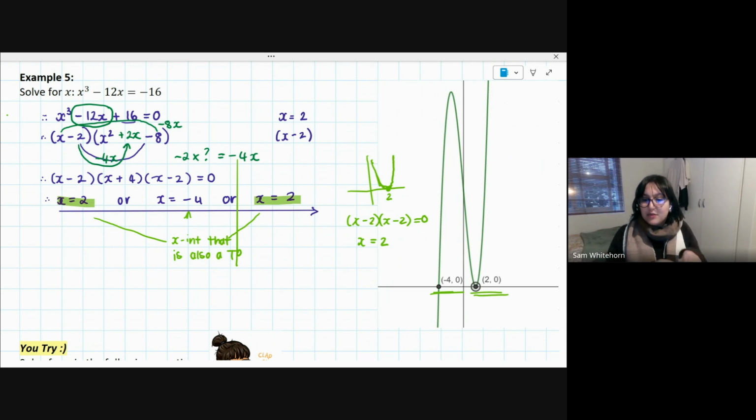This is the same thing for a cubic. It just so happens because of the shape of your cubic, you will have an x-intercept that's just a normal everyday x-intercept, but then you also have a special x-intercept that is both x-intercept and turning point. So when you do get 2 of the same solution, it's not the end of the world. It just means something specific for your graph. It means, like I say, an x-intercept that is also a turning point.